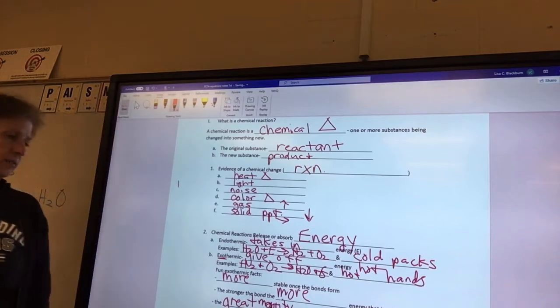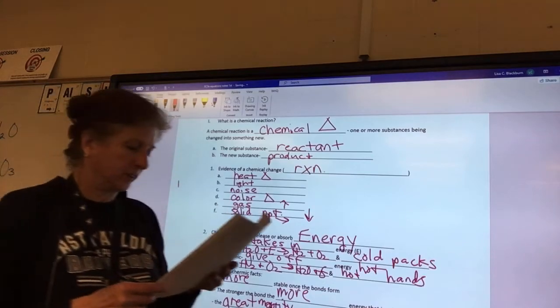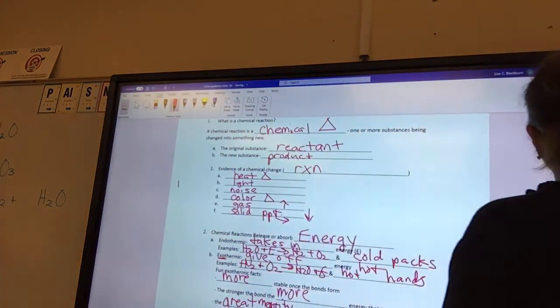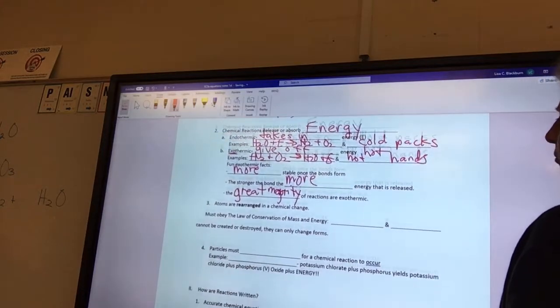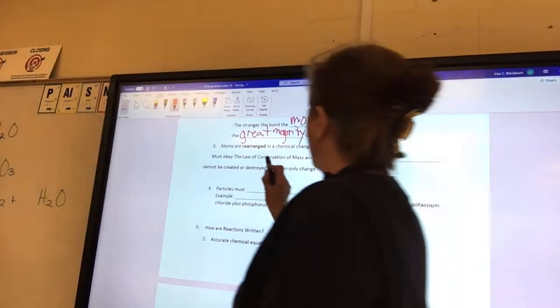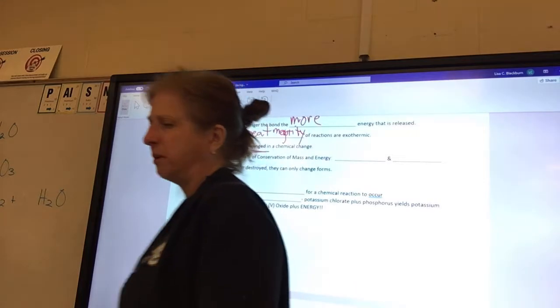The great majority of reactions are exothermic. Okay. And then our next thing is that atoms are rearranged in a chemical change. Bonds are broken and new bonds formed.